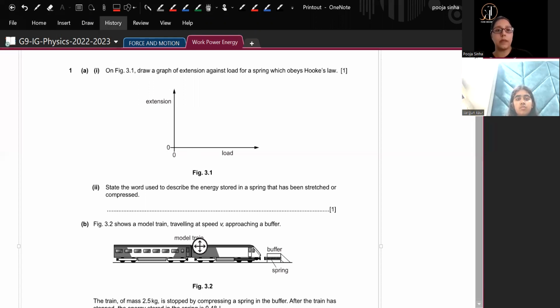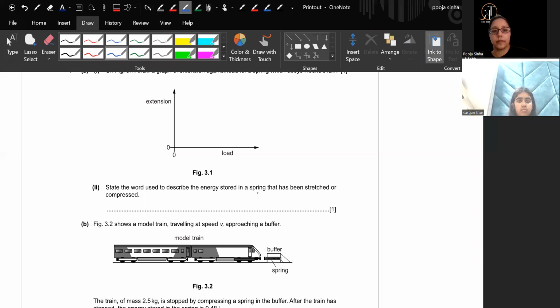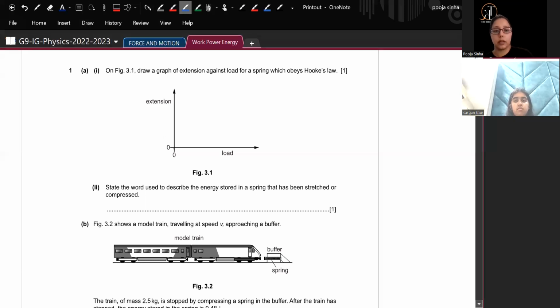It will start from the origin, something like this. ठीक है. Just properly draw it. So let's have a look. So this is how एकदम straight line.